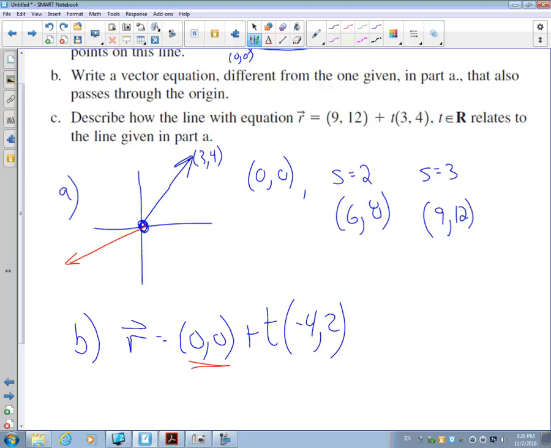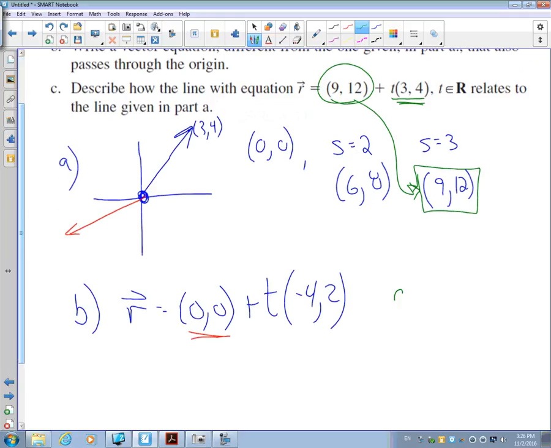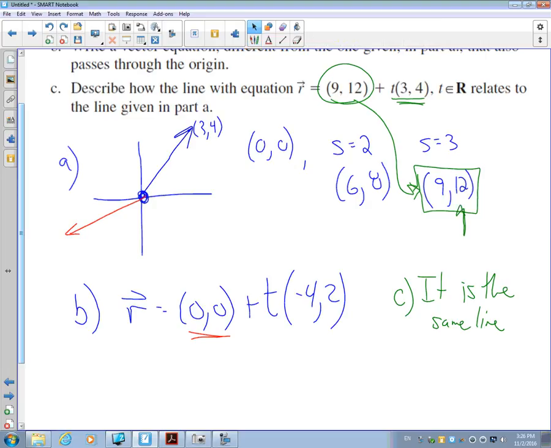Part C, describe how the line with the equation r equals 9, 12 plus t 3, 4 relates to the line given. Well, you might notice that this point is the third point that I picked, right, when s was 3. And we notice this direction is the same as the direction given in the first piece there. So describe how the line relates. It's the same line. It has the same points with the same direction. It is the same line. And I know that because that point was also on my line. Okay, that's how we do that one there.